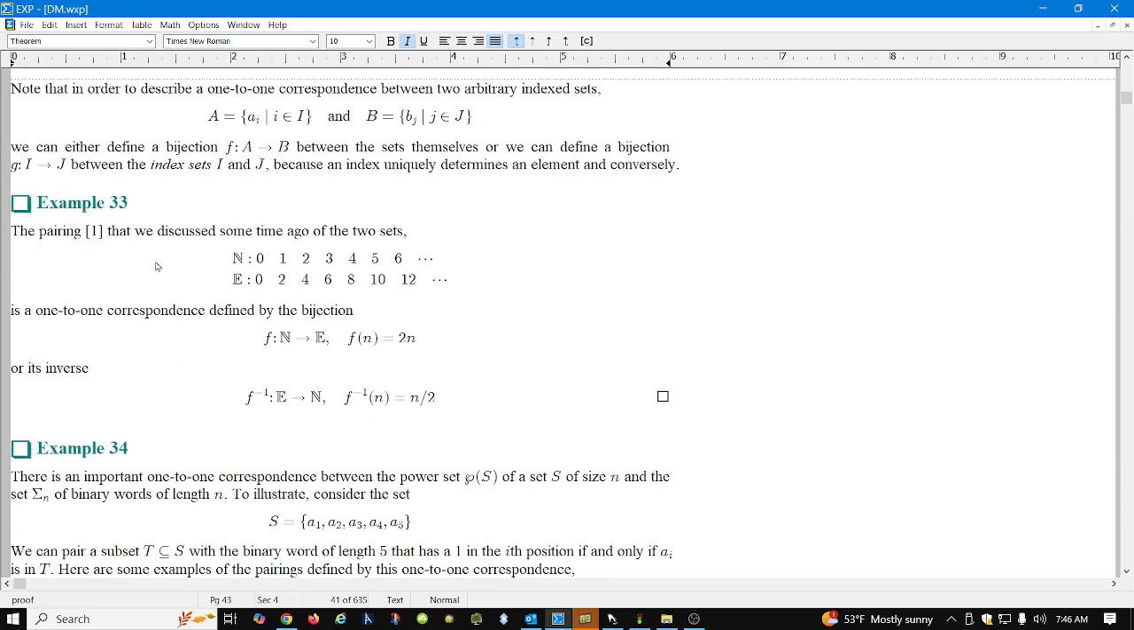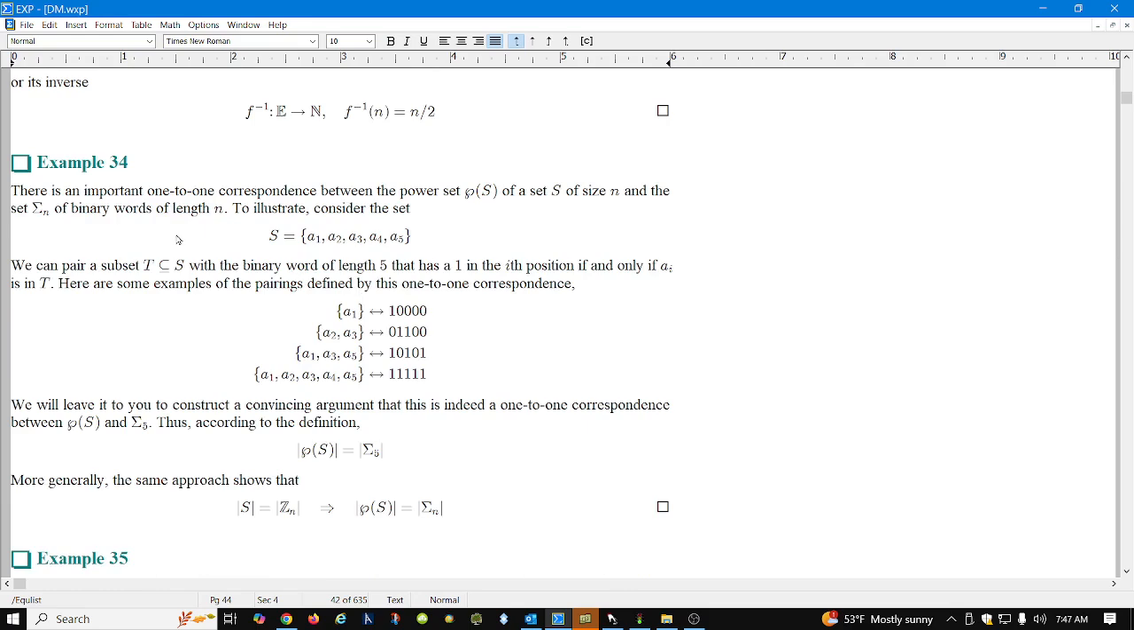Examples. The pairing that I discussed in the first video when I was talking about how faulty our human intuition can be in the setting of mathematics. This was a pairing of the natural numbers and the even natural numbers. So this is a one-to-one correspondence in official language, and here is a bijection or one-to-one correspondence. This is its inverse, equally good.